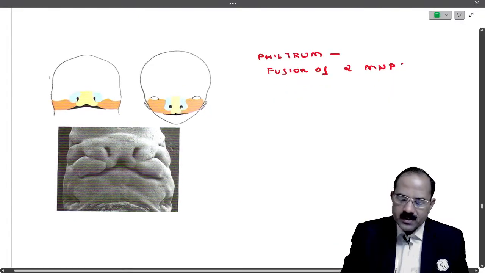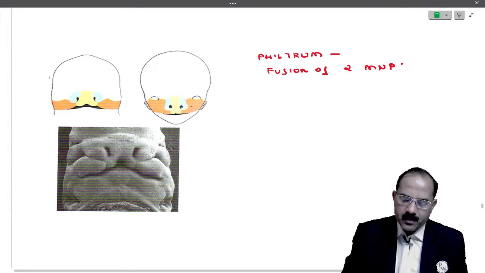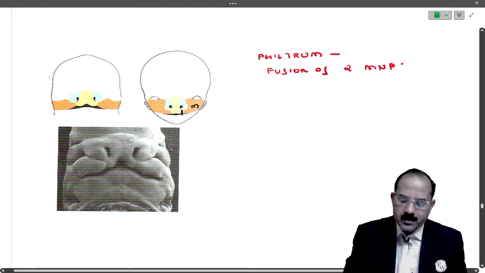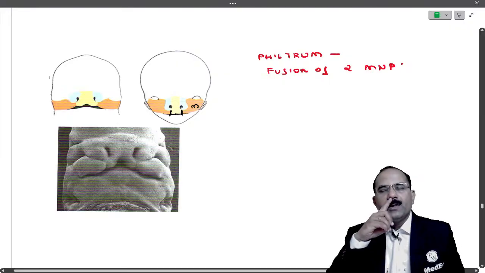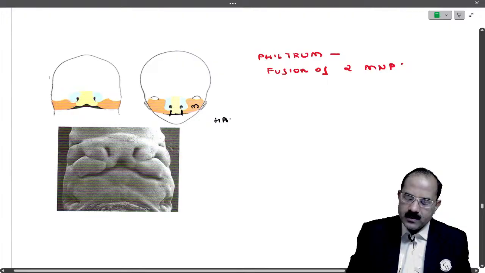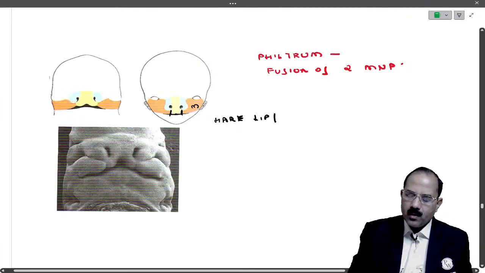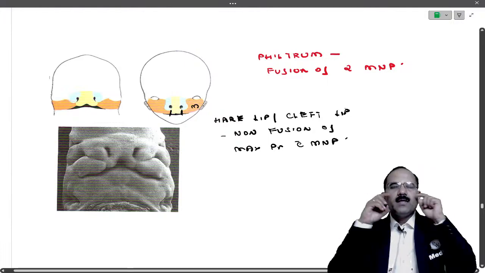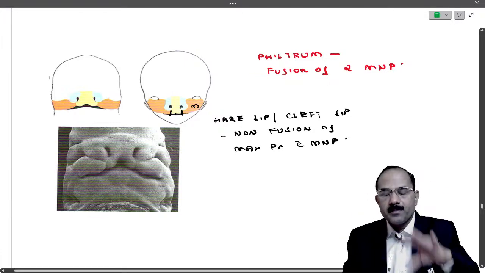Now the maxillary process, this is the maxillary process, right? This maxillary process will fuse with the medial nasal process. If the maxillary process does not fuse with the medial nasal process, we get a cleft here. This can be unilateral or bilateral. What is this cleft known as? This is what we call a hair lip, or a cleft lip. So cleft lip is due to non-fusion of maxillary process with medial nasal process. Maxillary process with medial nasal process, we get a hair lip or a cleft lip.